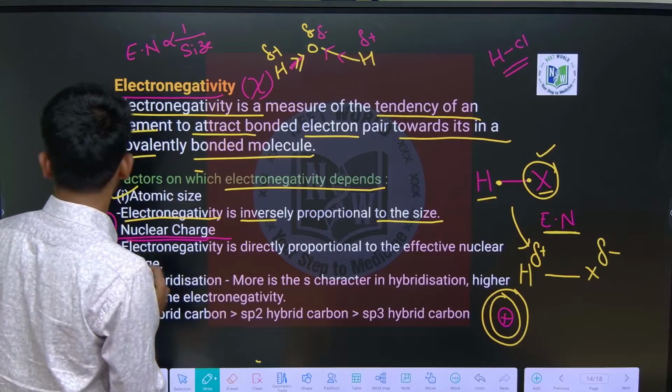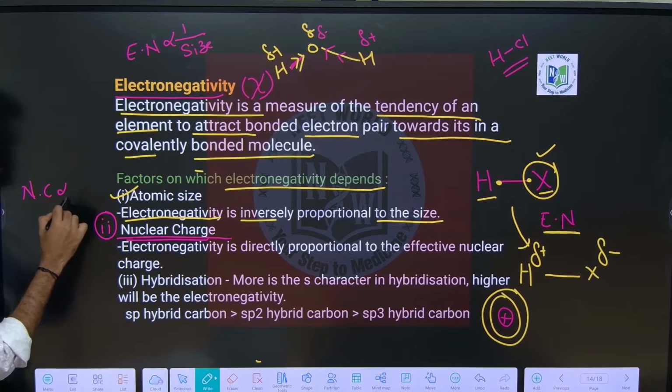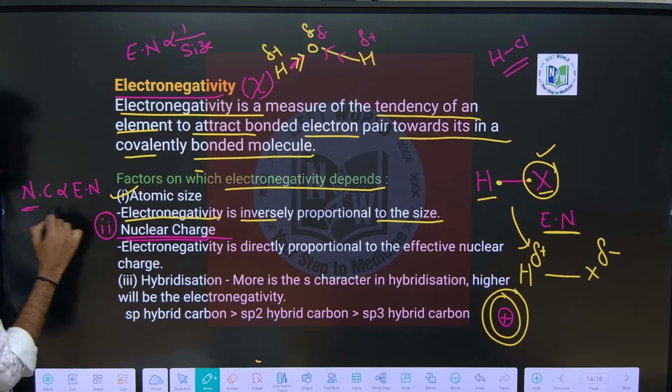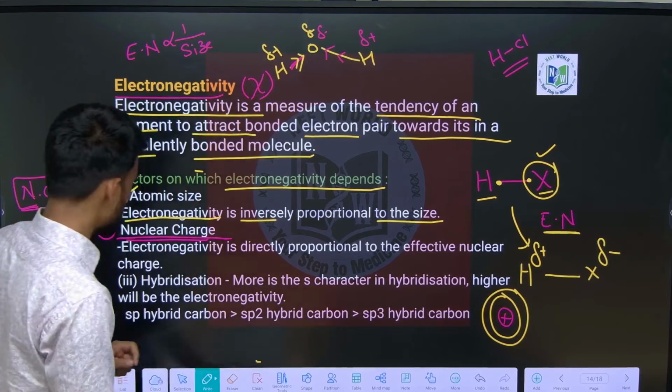So I can relate it like this: effective nuclear charge, NC means nuclear charge, is directly proportional to electronegativity. EN means electronegativity. Okay, like this you can relate. Okay, the next one is hybridization.